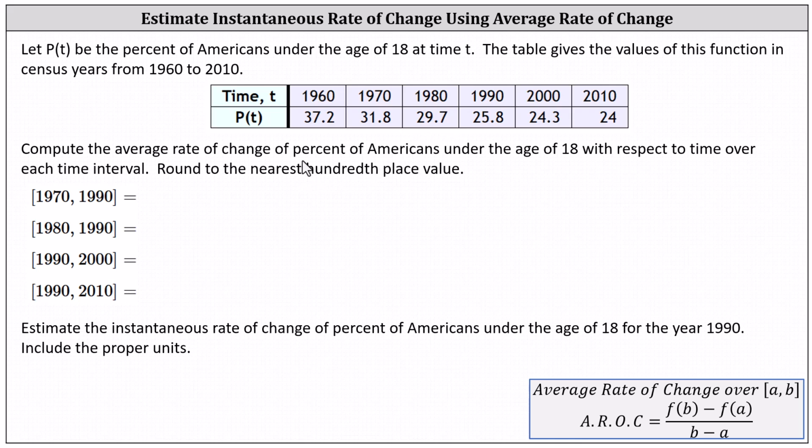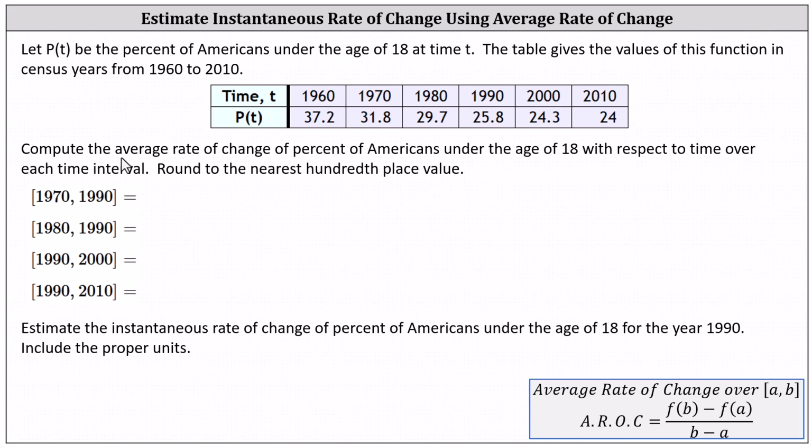Compute the average rate of change of percent of Americans under the age of 18 with respect to time over each time interval. We're told to round to the nearest 100th place value. And then we also want to estimate the instantaneous rate of change of percent of Americans under the age of 18 for the year 1990.